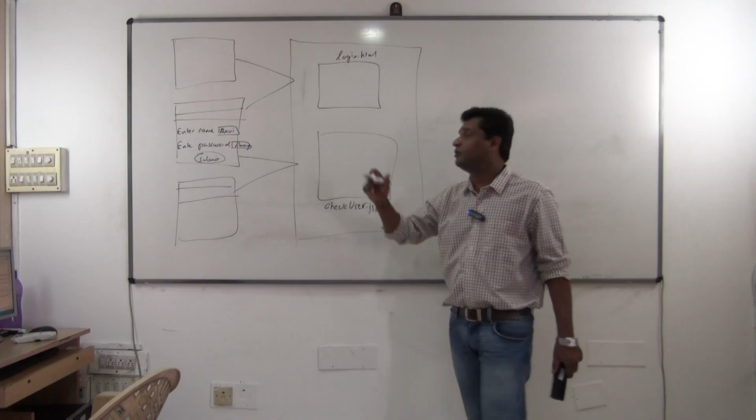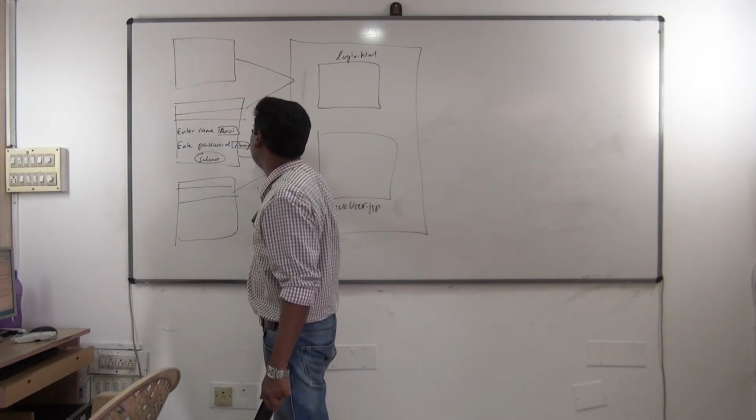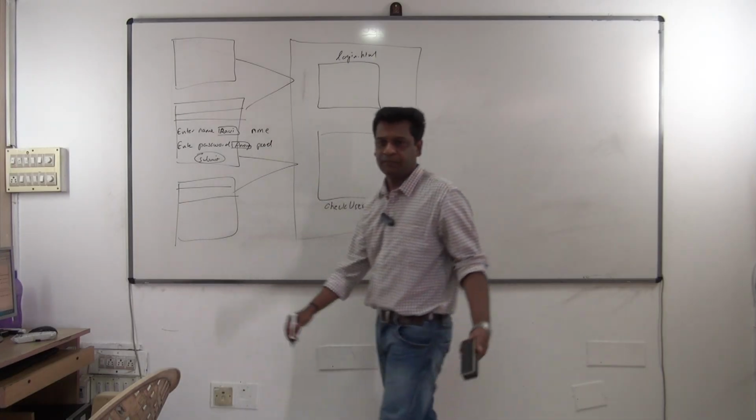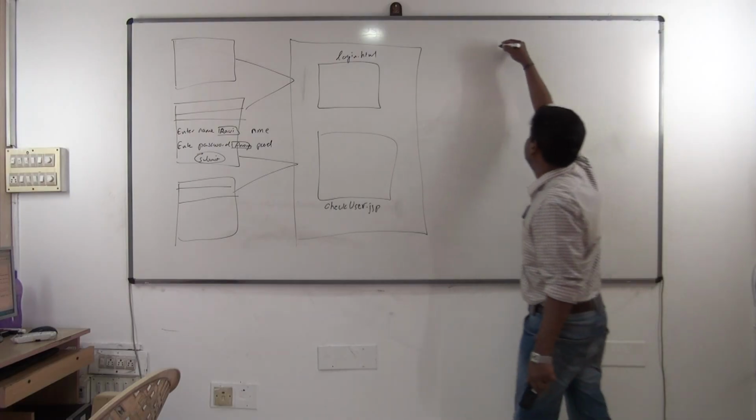So first I have to get the value now. The name of this box might be NME. The name of this input box might be PWD. So I want the value. Yes, so see how I write checkuser.jsp now.